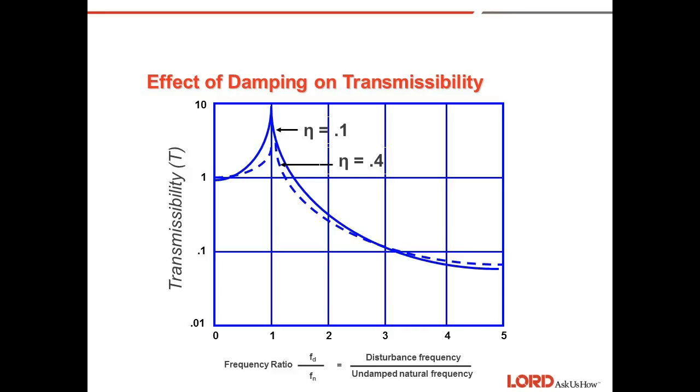The effect of damping on transmissibility. Here, transmissibility is plotted for 2 different levels of hysteresis damping. You can see that the greater the amount of damping, the loss factor, the lower the transmissibility at resonance. For frequency ratios above the square root of 2, in the isolation region, the amount of damping does not affect transmissibility.